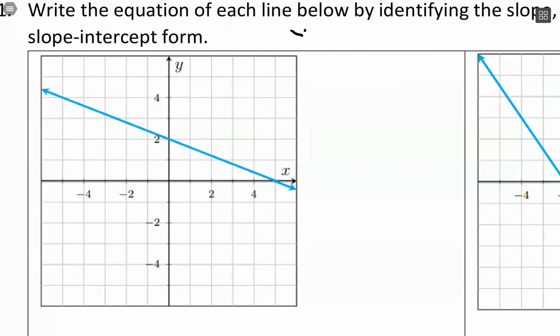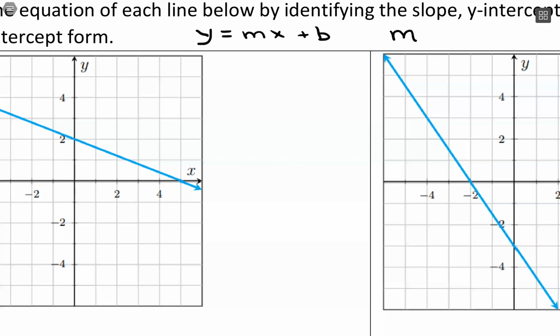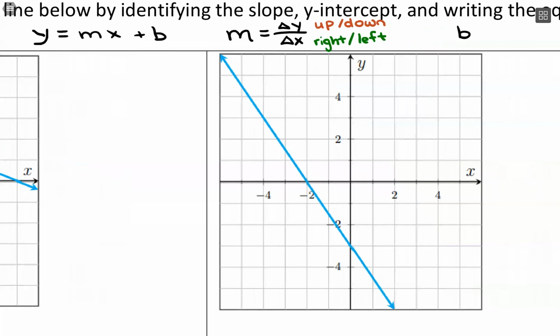So as a reminder, that's our y equals mx plus b. So we need to find our slope and intercept, where m is coming from the change in y over the change in x. So we want to look at how y changes, which is a matter of how we move up or down. And then change in x is how we move right and left. And then b is coming from our y-intercept. So it's coming from the coordinate 0, b, where b is our y-coordinate.